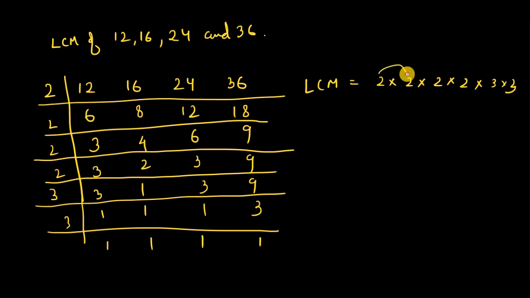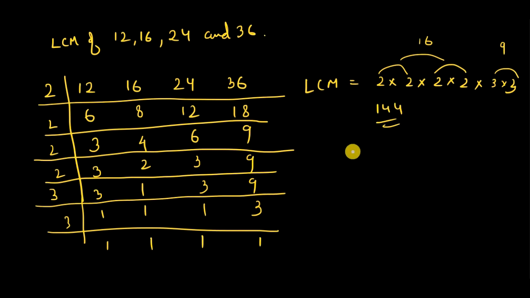2 into 2 into 2 into 2 is 16, and 16 into 9, that is 160 minus 16, 144. So this number 144 is divisible by 12, 16, 24 and 36. When any of them divides it, there's no remainder. Since it is the LCM, it's the smallest number divisible by all of them, and there's no remainder.